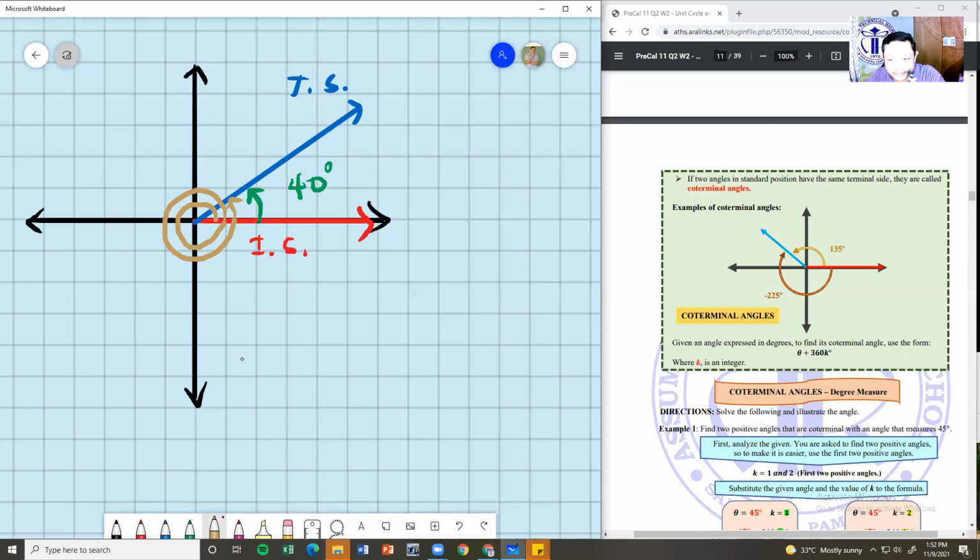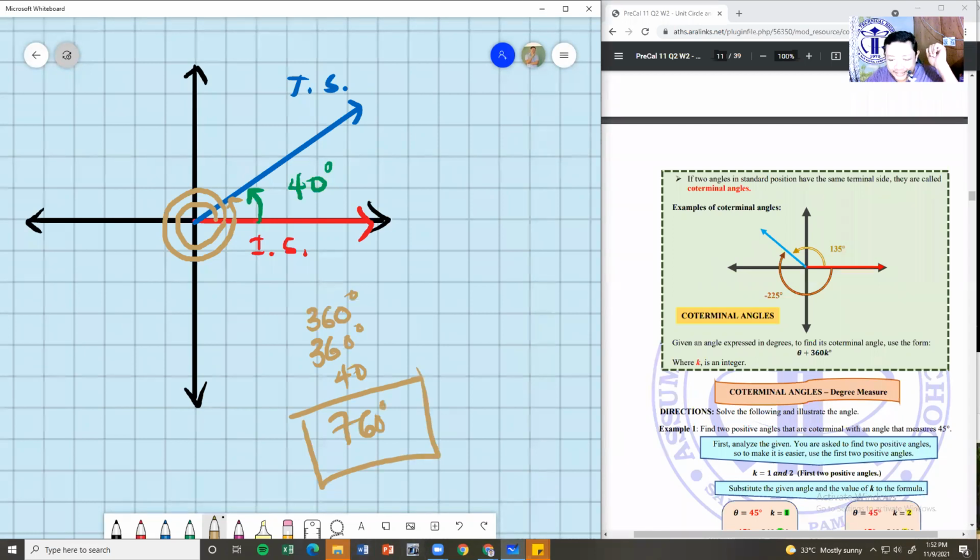Okay. Let's see. Your classmates are now getting the hang of it. Very good. So from this initial side, dalawang beses tayong umikot. So that's 360 plus 360 plus the extension of 40. That becomes 760 degrees. That's the other positive coterminal angle.